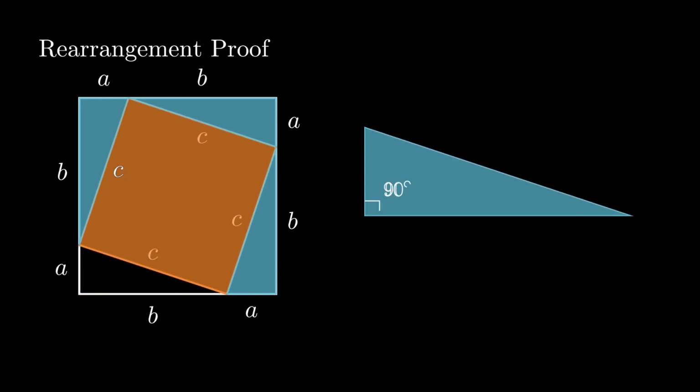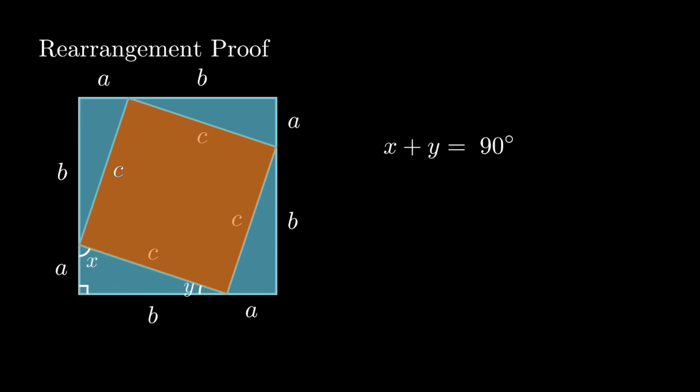Well, let's zoom in on one triangle. This angle is obviously 90 degrees, and let's call the other two angles X and Y. We know that the sum of the angles in any triangle is 180 degrees, and if we subtract 90 degrees from both sides, we are left with the statement that the other two angles, X and Y, are complementary. Now let's put that triangle back in and take a look at the one above it.